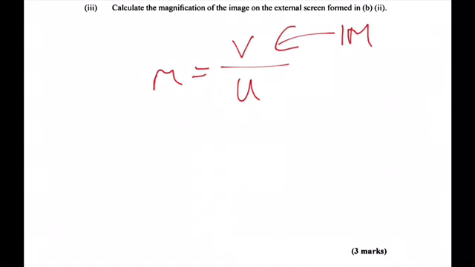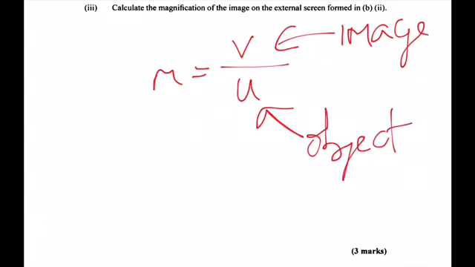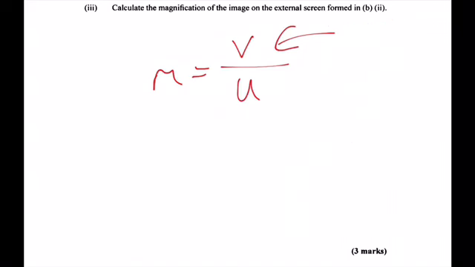Now calculate the magnification. Magnification is v over u. This equation setup is not commutative, so this has to be the image distance and this has to be the object distance. I hope I remember that correctly, and I'm not in a position to check my textbook right now. So image, object, and you substitute. What we're looking for is the magnification of the image on the external screen.